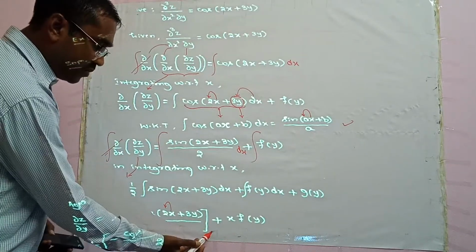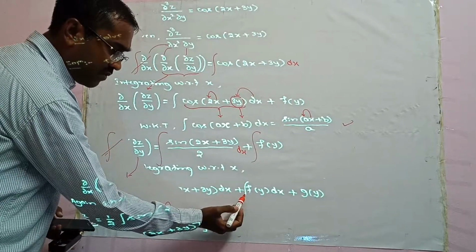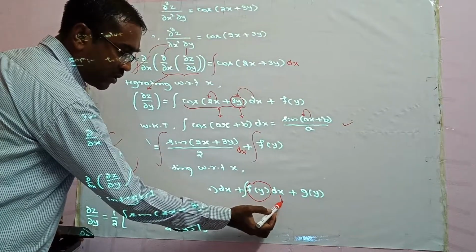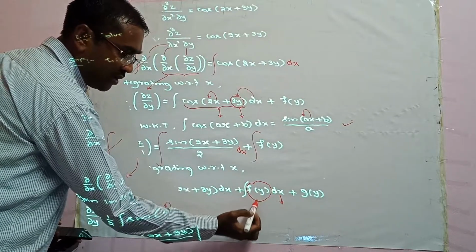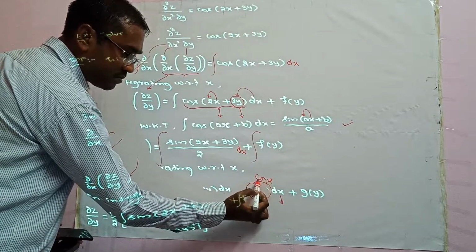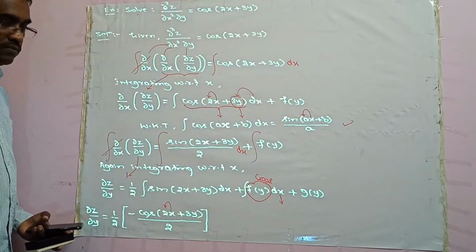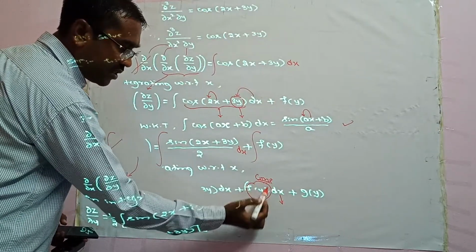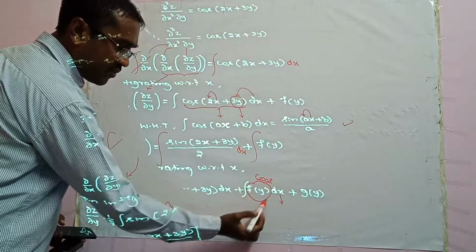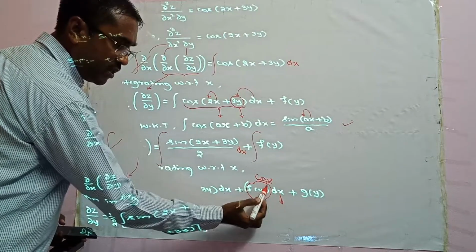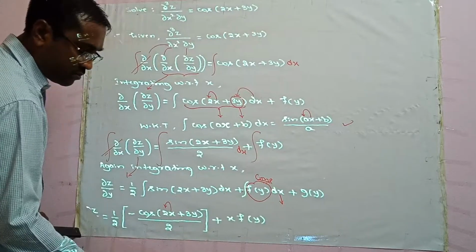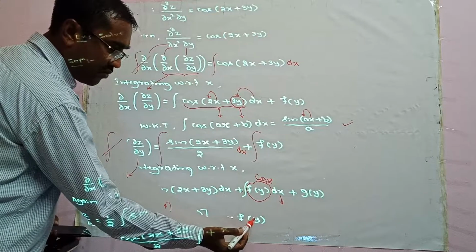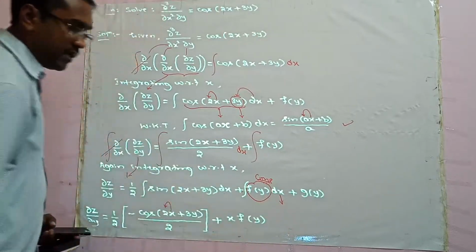Plus, what is the integration of f of y? Since we are integrating with respect to x, your f of y is constant. So what is the integration of constant with respect to x? It is constant into x. So what we get is x into f of y, plus g of y as it is.